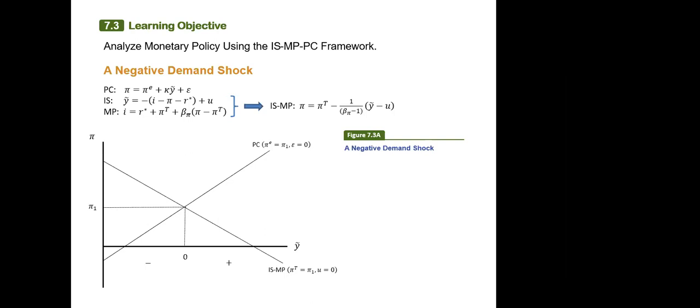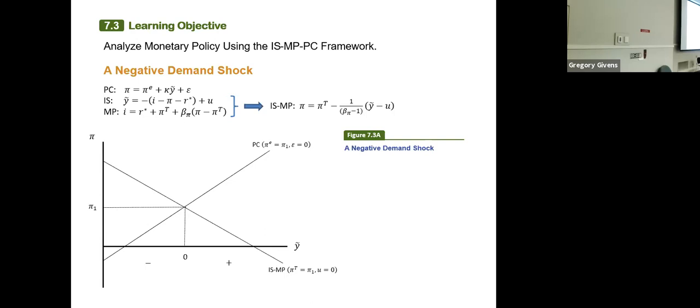ISMP. Affects the ISMP curve. And what direction does the ISMP curve shift? Going to shift in, or to the left. Perfect, okay? So the ISMP curve is going to shift to the left by an amount that's equal to the size of the negative demand shock, okay?